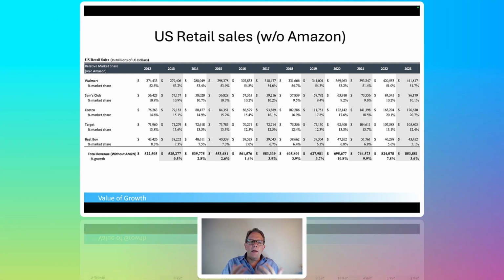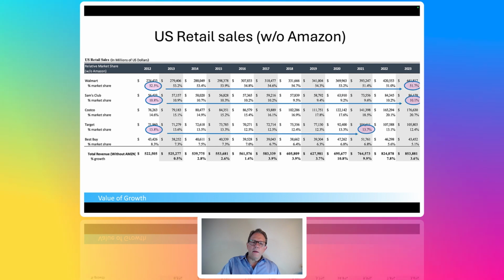The first line for Walmart is their annual revenues, U.S. retail sales only. The line below that is their share of the market that's made up of Walmart, Sam's, Costco, Target, and Best Buy. The next one, Sam's Club, same company, different format. That's their annual revenues. The line below that is percent market share, and on down the table.